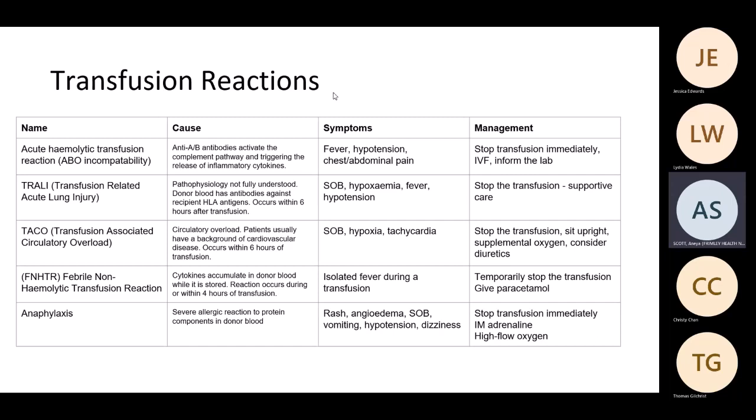Anaphylaxis is obviously way more severe. It's a severe allergic reaction, usually to the protein components within the blood. They'll have the classic anaphylaxis signs: rash, angioedema, so the tongue and lips will be swollen, really short of breath, feel really unwell, vomiting, hypotensive, feel really dizzy. For that one, you need to stop the transfusion immediately, give them adrenaline, high flow oxygen, steroids, and all the other things you do for anaphylaxis. So they're all the transfusion reactions I think are important for finals.